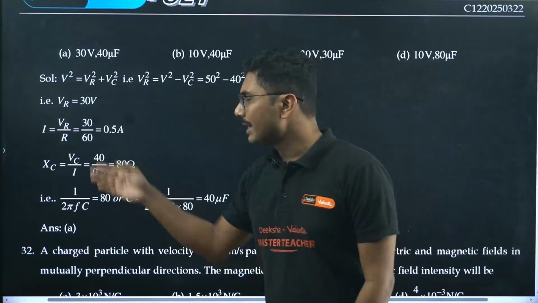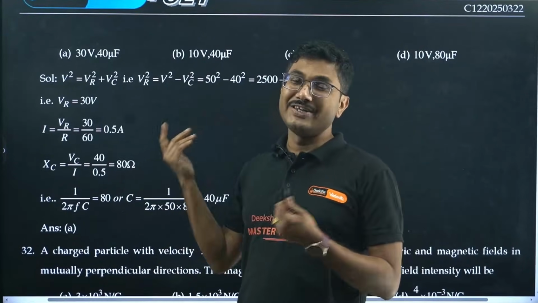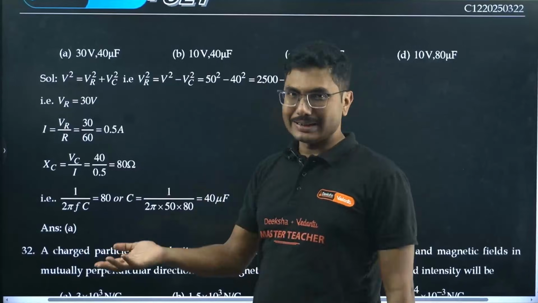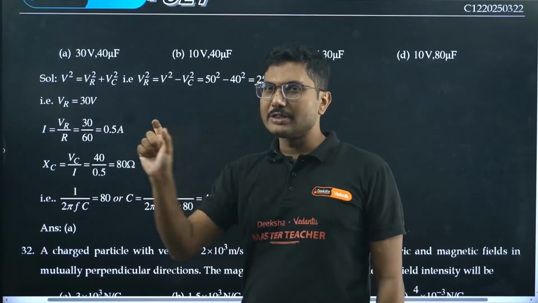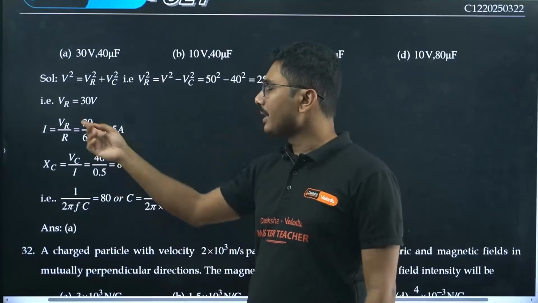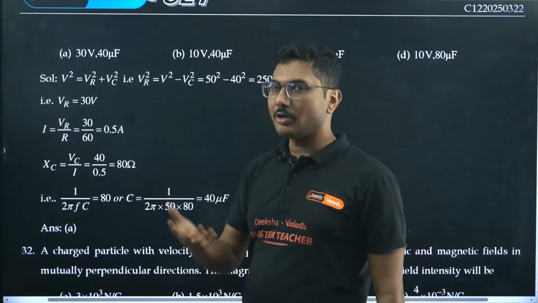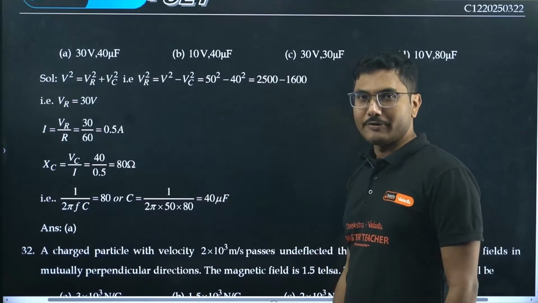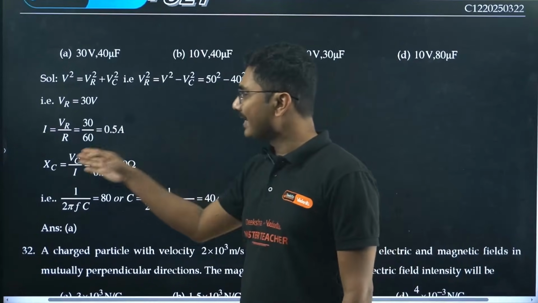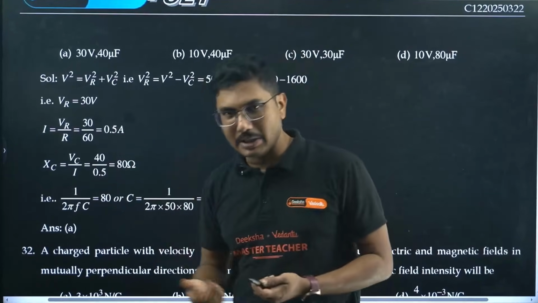Now once you calculate VR, you can calculate the current in the circuit. How to calculate current? VR by R, or VC by XC. Now XC is obviously not known, so if you know the voltage of each component individually, you can calculate the current by dividing the component voltage by the resistance or reactance. So you can calculate the current in the circuit is 0.5 ampere. As I mentioned, VC by XC will also give you the same current, right?